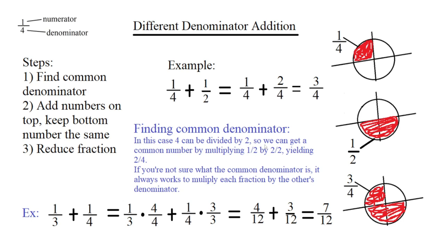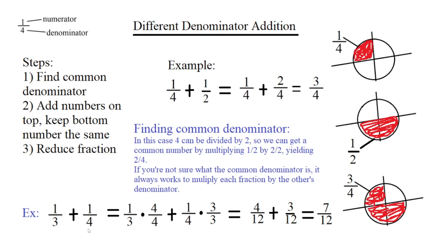So the process for finding a common denominator can sometimes be a little tricky. In this case, 4 can be divided by 2, so we can get a common number by multiplying 1/2 by 2 over 2, so just multiplying 1 times 2 and 2 times 2, yielding 2 over 4. And so then we got the same number on the bottom, we can just add them together. But if you're not sure what common denominator is, it always will work to multiply each fraction by the other one's denominator. So I've got a little trickier example here where you can see 1/3 plus 1/4.